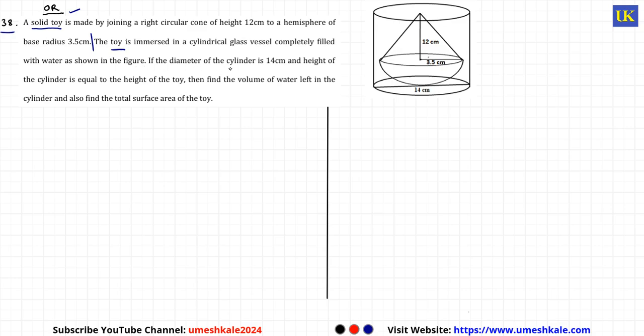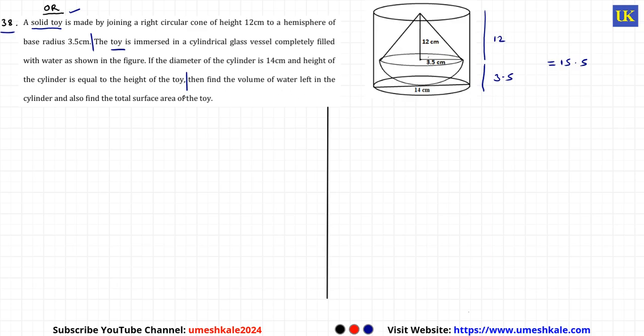If the diameter of the cylinder is 14 centimeter, and the height of the cylinder is equal to the height of the toy, so how much is this? This is 12, and this remaining height will be the height of the hemisphere. If we take the radius straight like this, it is again 3.5, right? So the total height is how much? The total height is 15.5, right?